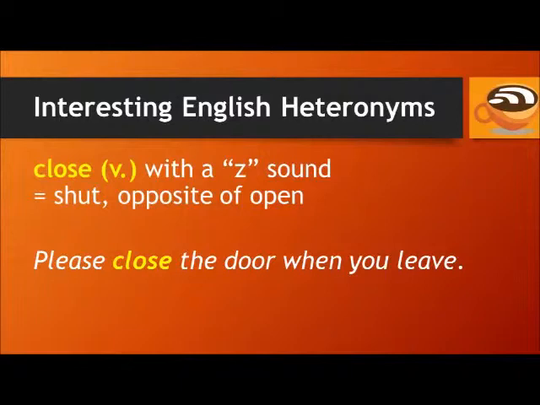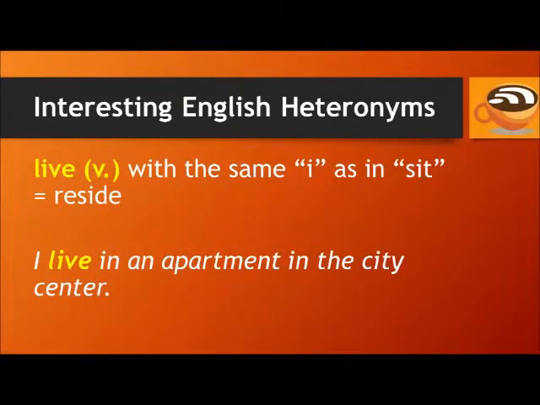Both close and close are spelled C-L-O-S-E. They have the same spelling but different pronunciations and different meanings, so they are heteronyms. Another example is live and live. Live with the same I as in sit means to reside. For example, I live in an apartment in the city center.